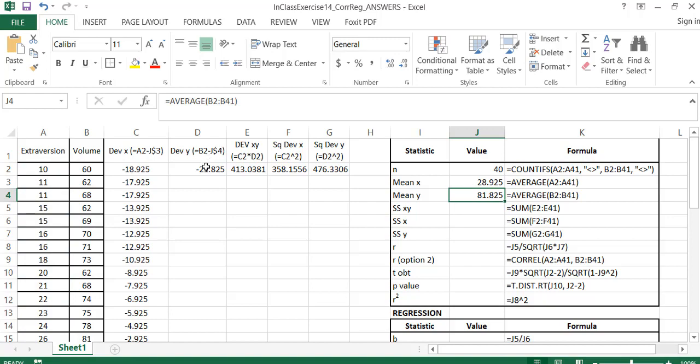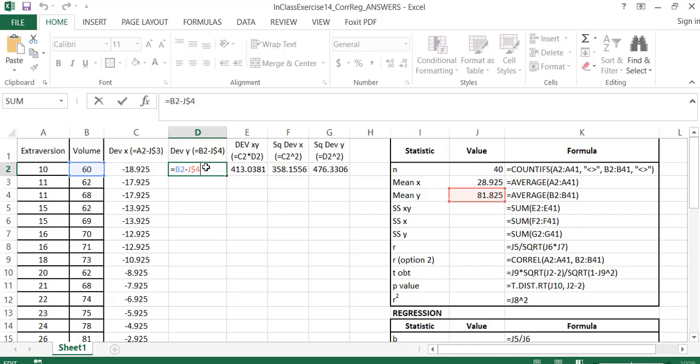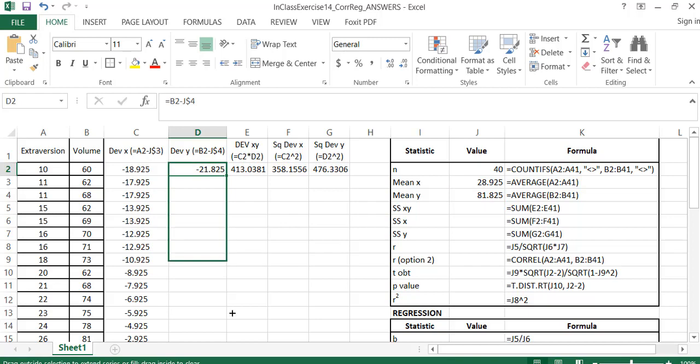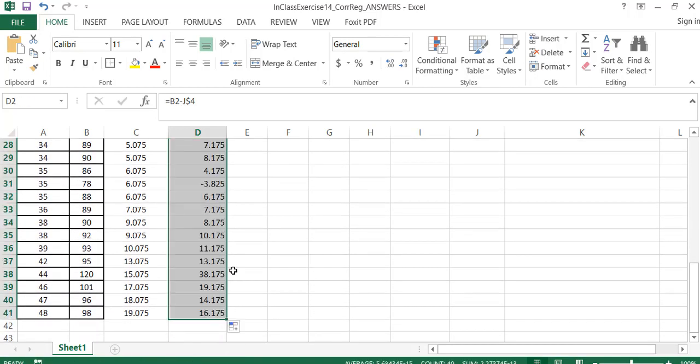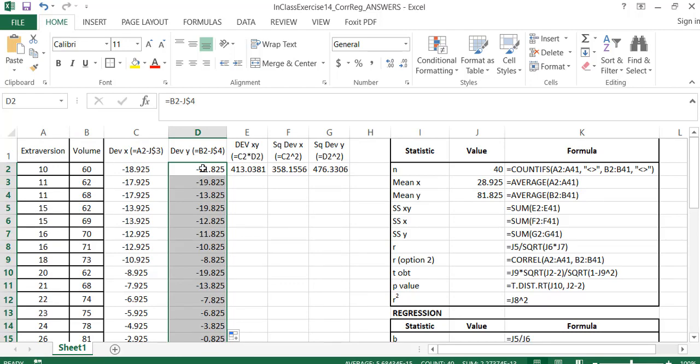The next one is deviations on Y. With deviations on Y, we now have the Y score, 60, which is at B2, minus the mean, which is at J4. We've put a dollar sign in there to tell it to stay stationary on J4 as we drag down. And we scroll this down, and we find the deviations on Y.